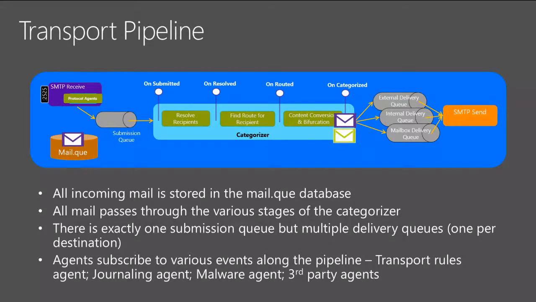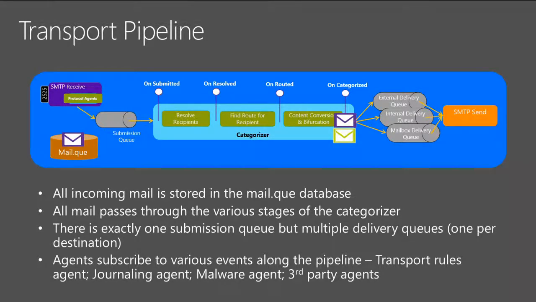Now, you have seen that during this entire process, there are like 4 lollipops that I've drawn there. Those are the extensibility points inside the transport service in the pipeline. Different agents subscribe to different points based on their needs. Sometimes some agents subscribe to multiple points.